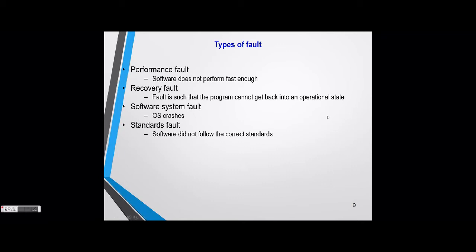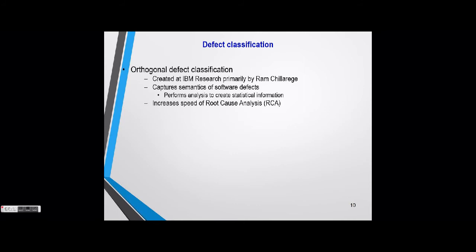So that's all your different types of faults there. Moving on, we have classifications for how you detect software faults. A man named Ram Chillarege, I'm not really sure how to pronounce that, to be honest. Anyways, he created what's called orthogonal defect classification when he was at IBM Research. The idea is that it captures the semantics of software defects.